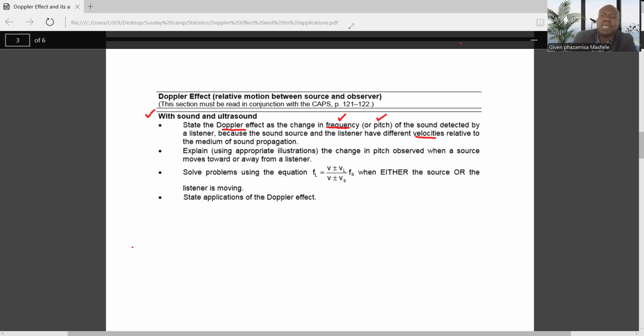So in Doppler's effect, we are looking at the change in frequency of sound that is detected by the listener, because the sound source and the listener have different velocities relative to the medium of sound propagation. This is very important.